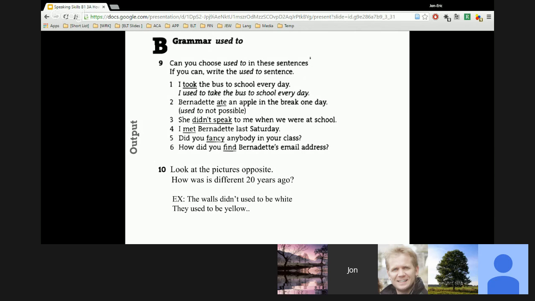David, what about number 3? Bernadette used to eat an apple. Oh, that's number 2. Number 3. She didn't used to speak to me when we were at school. Okay, good. In the text, we know that she ignored him, so it's a true sentence. She didn't used to speak to me when we were at school.